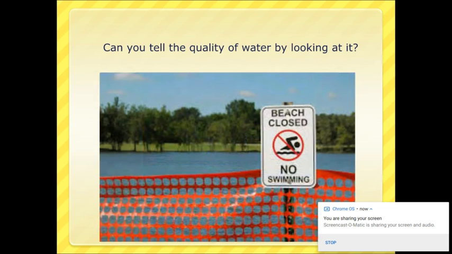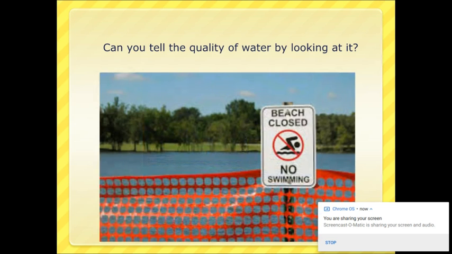Take a look at this state park. Is the water healthy? Are there lots of animals? Could you swim in it? What's the difference between these two pictures? The answer is that we can't tell the quality of water merely by looking at it.